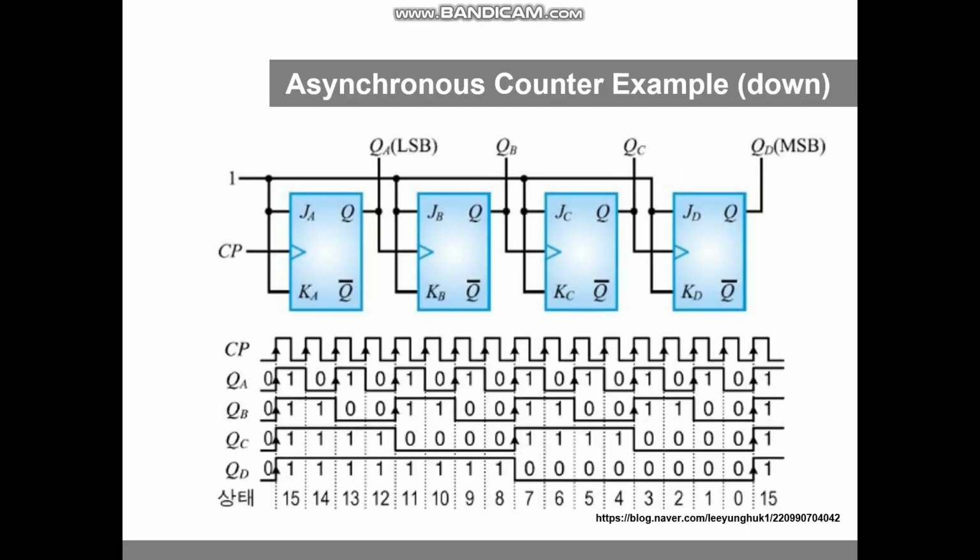The down counter has a different clock trigger. As you can see in the picture, there is a difference only in this red circle. You can see in the timing diagram that the counter triggers on the rising edge and the number is decreasing.